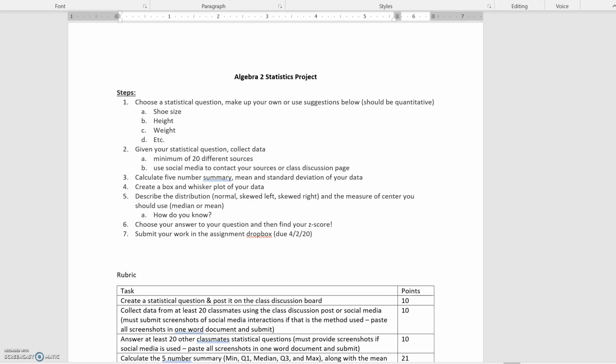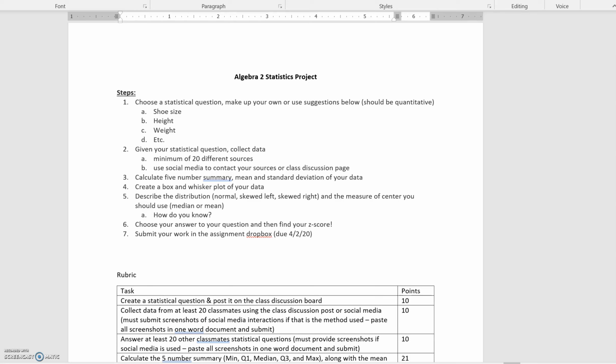How many shows have you binge watched on Netflix recently? How many siblings do you have? How many boxes of cereal are there currently in your cabinet? Ooh, how many rolls of toilet paper do you currently have in your house? There are so many questions you could be asking people that are quantitative. So pick a question that interests you, and you are going to ask that to your classmates.